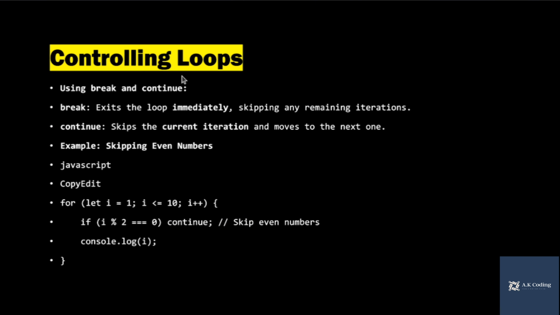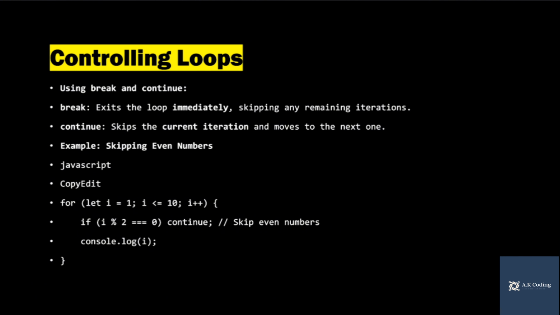And I'm going to talk a little bit about controlling the loops. We have two keywords, which are break and continue. Break exits the loop immediately and skips any remaining iterations. The next one is the continue keyword, which skips the current iteration and moves to the next one. So it will skip the numbers. As you can see here, the simple code using continue.